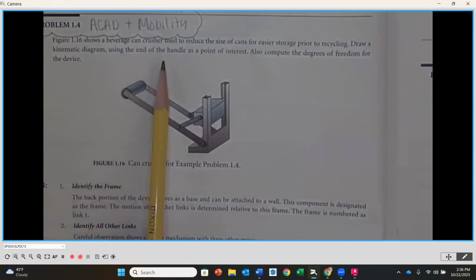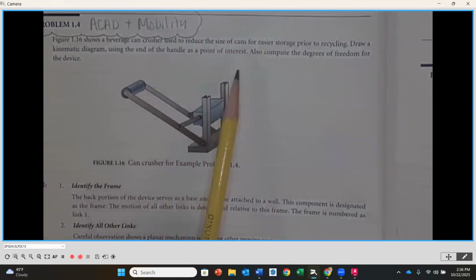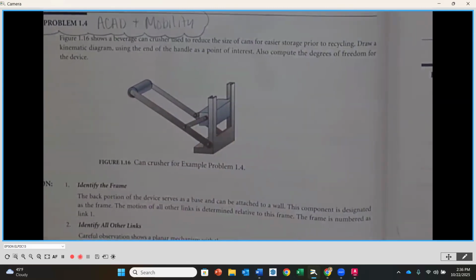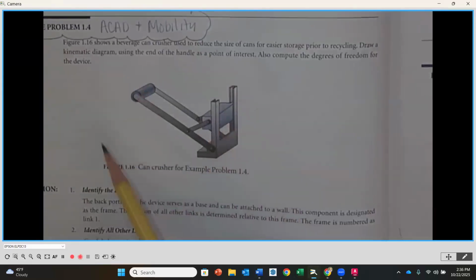And it says using the end of the handle as a point of interest. So out here is the only place that we would have a point of interest. And then it also wants us to compute the degrees of freedom, okay? So go ahead using this illustration.